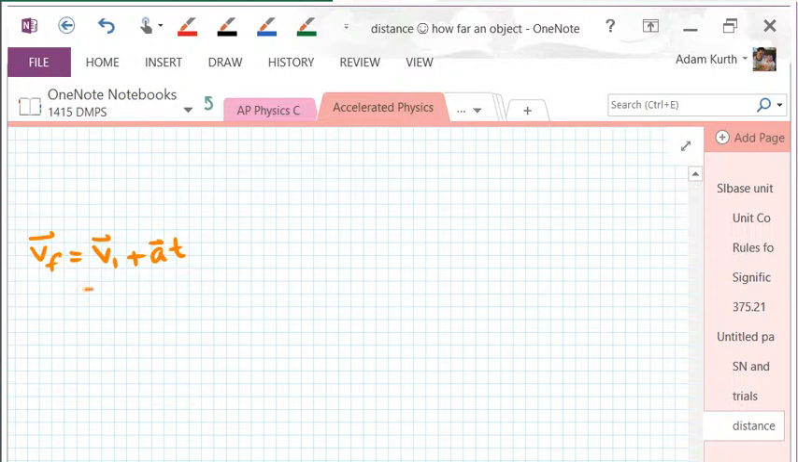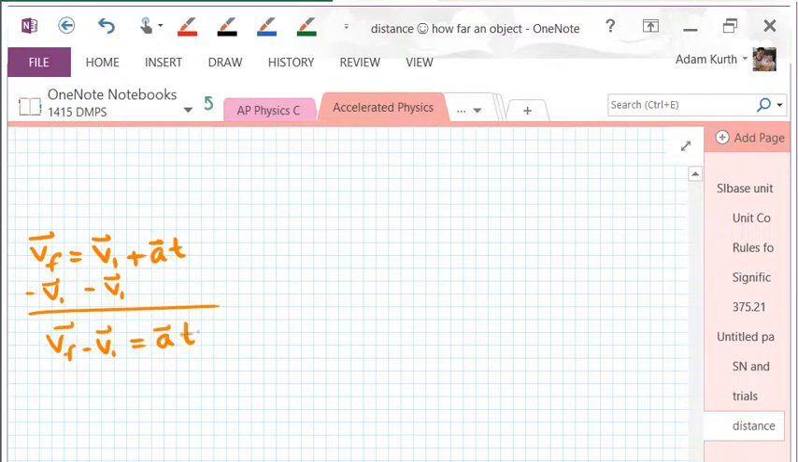What if I subtract VI from both sides? Do this with me. You get VF minus VI equals A times T. Right? And then what if I divide by T? Then you have the acceleration equation that we had before, right? The reason I wanted to show you that is that it's just the version with nothing in the denominator. That's all it is. It's just a non-denominator version of that equation.